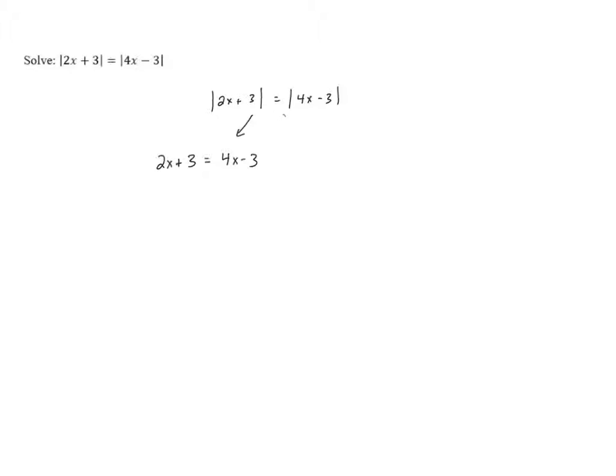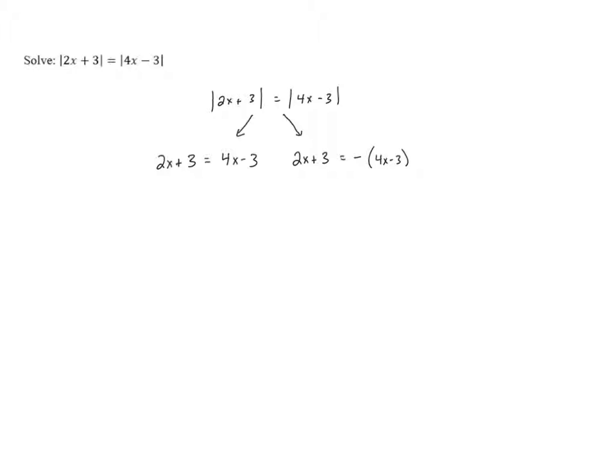There's one other scenario where we could have these expressions having equal absolute values, and that scenario is that one of the expressions, 2x plus 3, is equal to the opposite of the other expression, 4x minus 3. If these two expressions are opposites of each other, like 5 and negative 5 or 12 and negative 12, then we know they'll have the same absolute value. The absolute value of 5 is the same as the absolute value of negative 5. The absolute value of 12 is the same as the absolute value of negative 12.